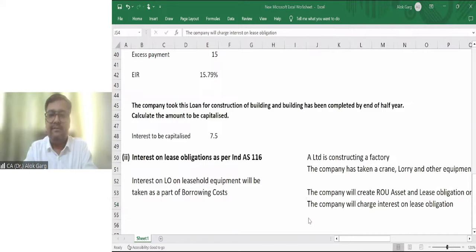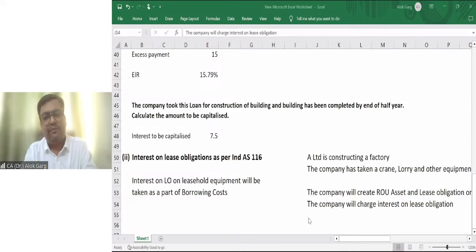Is that clear, friend? Mohammed Abdul was asking, sir, building construction took 6 months in your example of the effective interest rate method. Is it still capitalized? Yes, Abdul. Again, I am repeating, friends, in Ind AS, the substantial period of time is not defined.